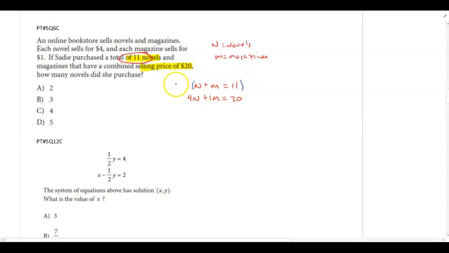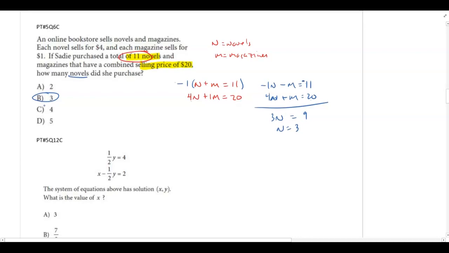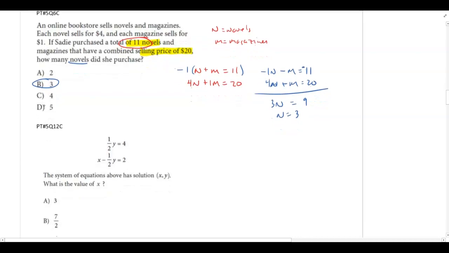Remember I'm looking for the number of novels, so I'm looking to eliminate m. So I'm going to multiply this top equation by negative 1. And my bottom equation does not change. And that's going to be negative 11. So negative 1n plus 4n is 3n equals negative 11 plus 20 is 9. So the number of novels would be 3. Some of you guys can probably logically think through that, but that's the quickest way to use a system to find that.